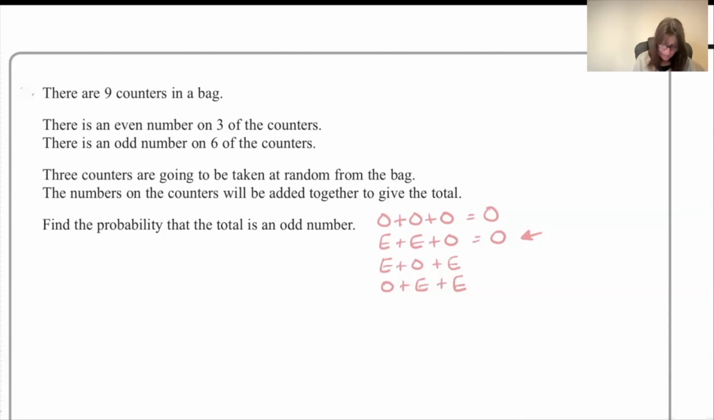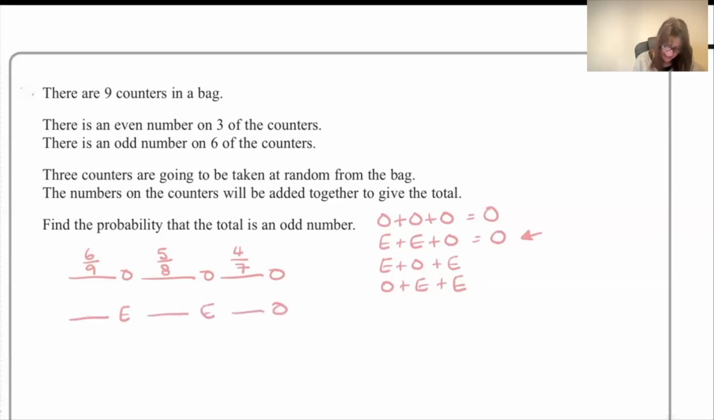So I know that I've got an O, O, O pathway across my tree diagram. The probability of getting an odd on the first draw would be 6 out of 9. On the second draw, 5 out of 8. And on the third draw, 4 out of 7. Every time I take one, it's reduced the number that are in there and it's reduced the total, hasn't it? My next one is going to be EEO.